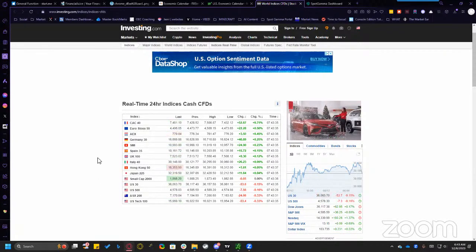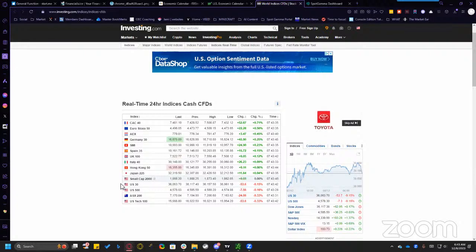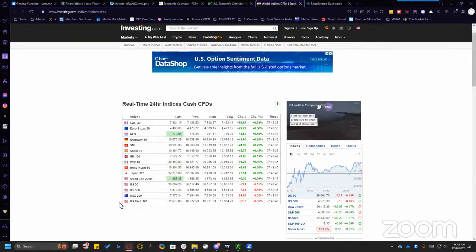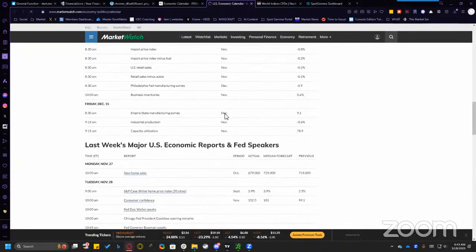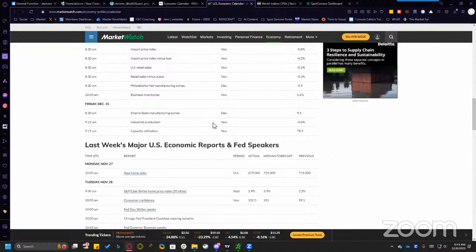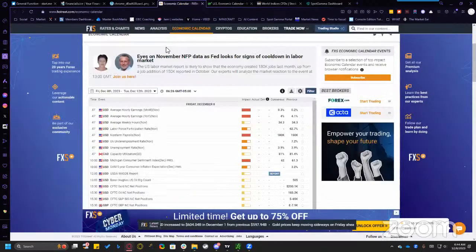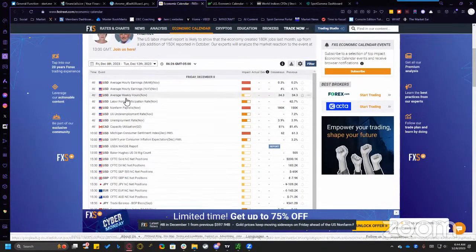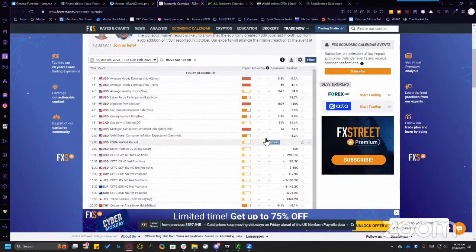Europe's up 0.5%. Hong Kong and Japan are flat, which is just a little odd. Russell is at nothing. And the NASDAQ is down the most, slightly more than 0.25%. We do have other things today. Empire State Manufacturing Survey, industrial production, capacity utilization. There's other stuff, but make no mistake about it. It's non-farm payrolls today, baby. And that's the one.